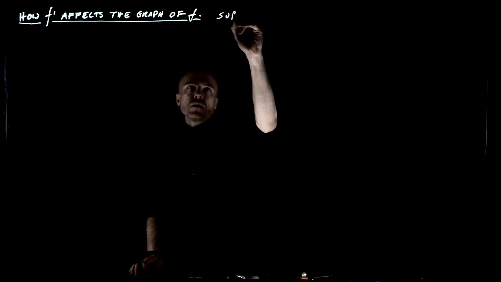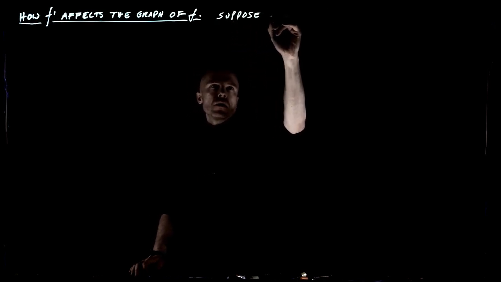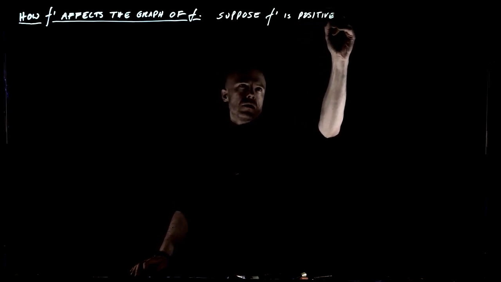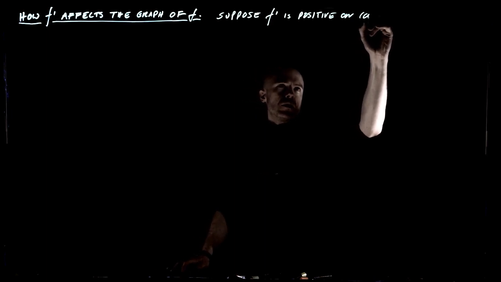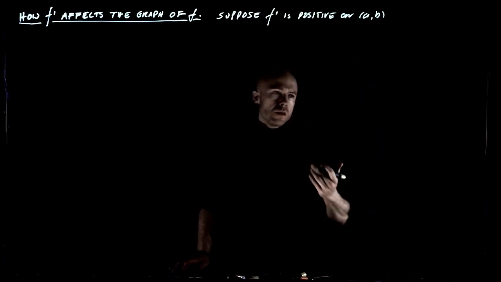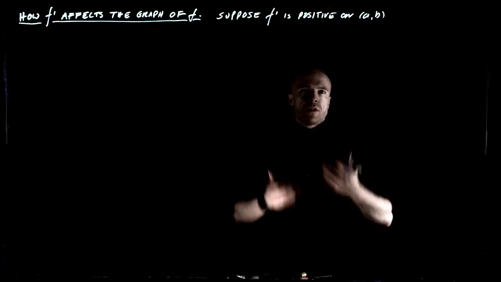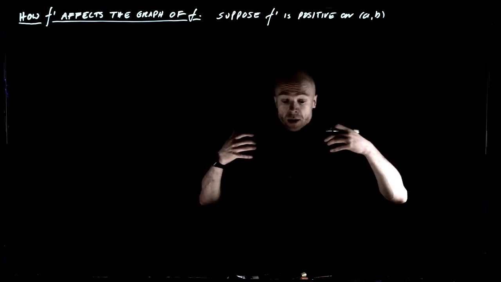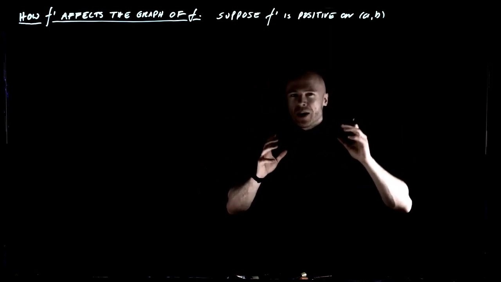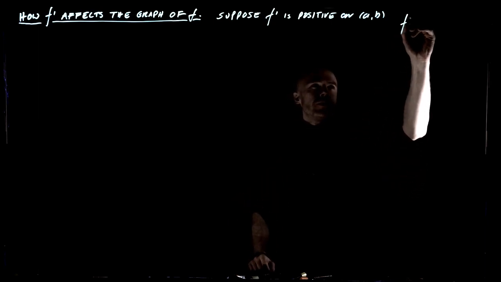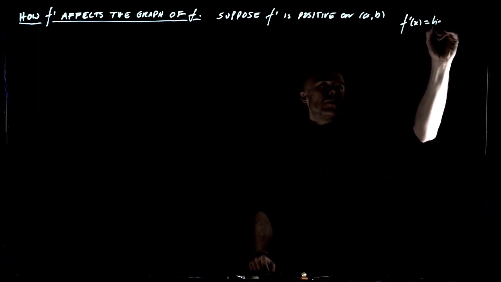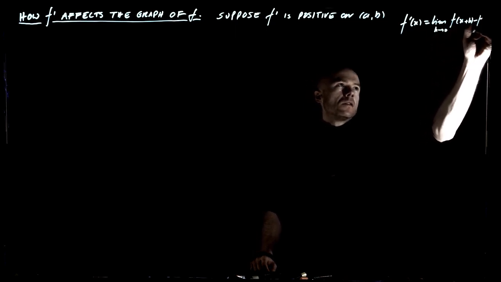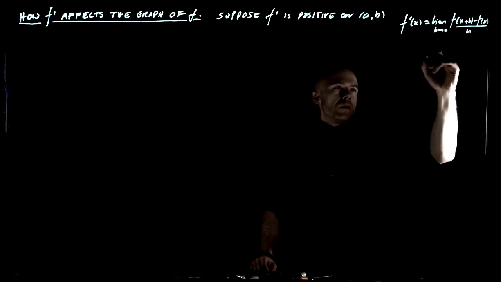Suppose f prime is positive on some interval a, b, okay? At this point, the meaning of derivative should be burned in your brain in a completely indelible way. You should know that the derivative is expressed like this because of this picture.